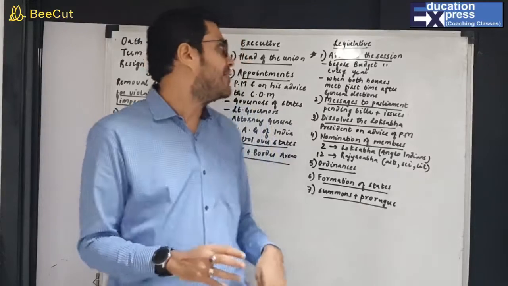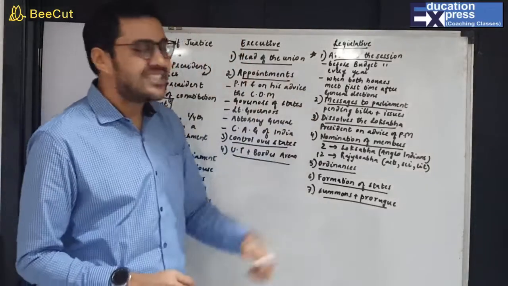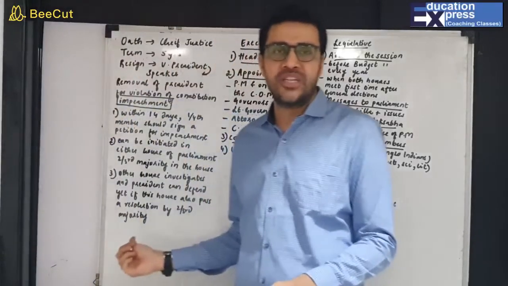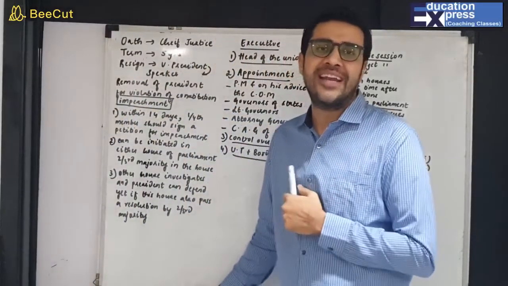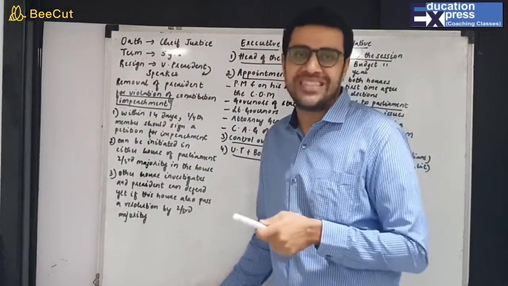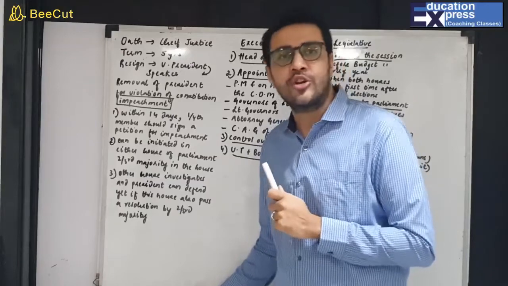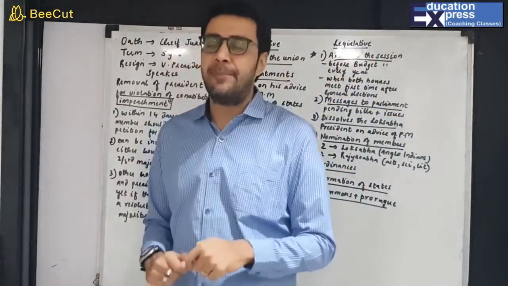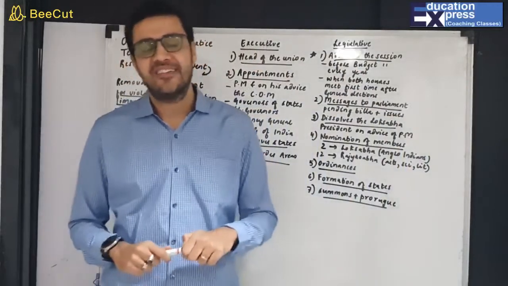So we did 3 powers: executive, legislative and judicial. We did impeachment and its procedure. We did reasons for indirect election of the president and qualifications of the president and the composition of the electoral college in this part of the video. The other part of the chapter will be continued in the next link. Thank you very much.